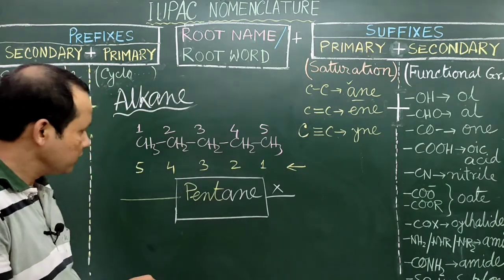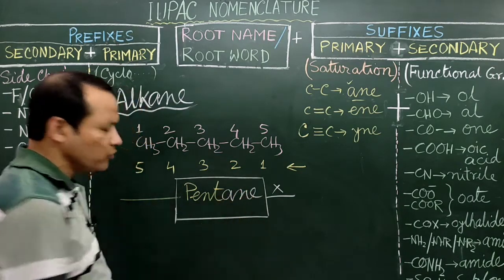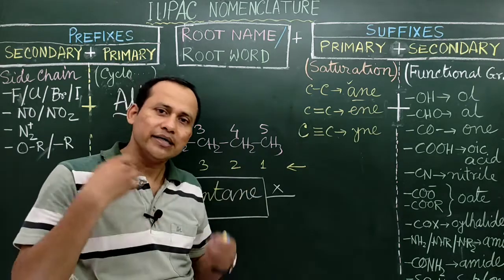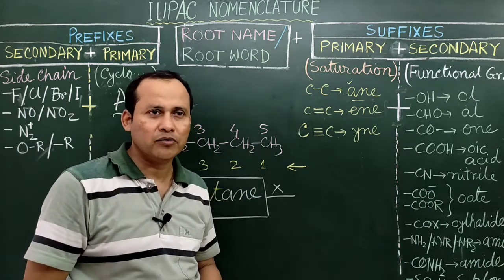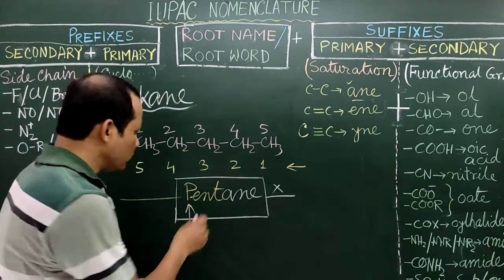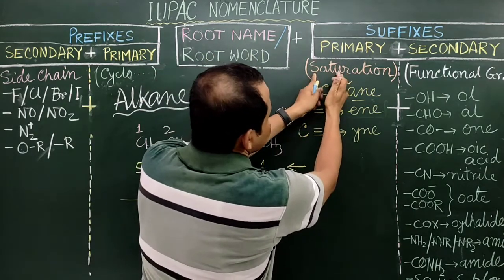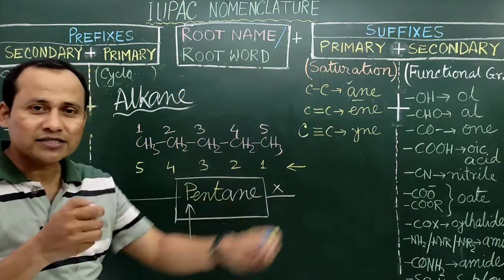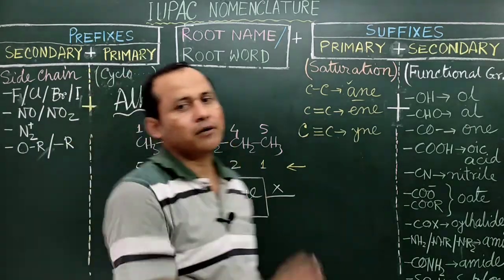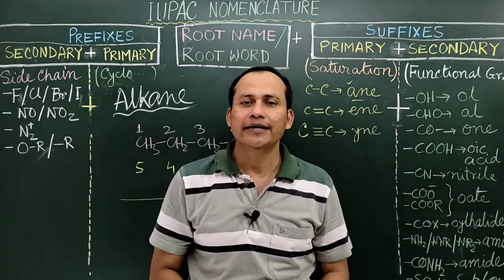Now one more thing to keep in mind, when we are writing down the IUPAC name, it is applicable for each and every compound: the first letter will be capital. And one more thing, between the root word and suffix no space will be there. So this is the name of this compound, and in this way the compounds are named.